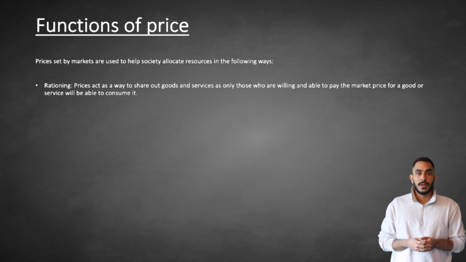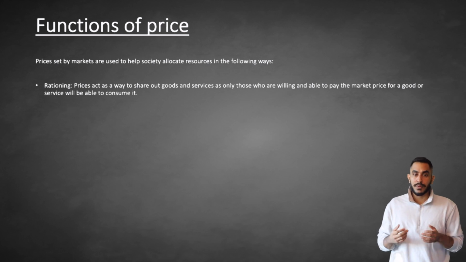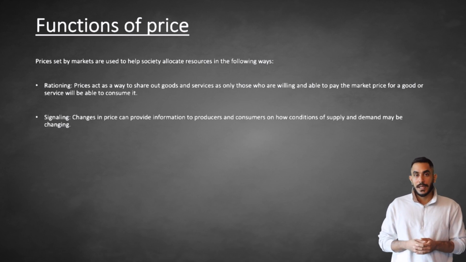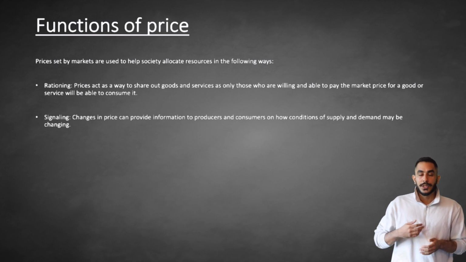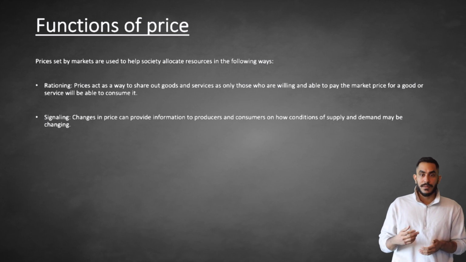For example, most people will be willing to consume a luxury holiday. Unfortunately, only those who are able to pay the market price can have them, and that's how luxury holidays, or anything really, is shared out. The second function of price is signaling. Changes in prices can provide important information to society about how conditions of supply or demand may be changing for that good or service.